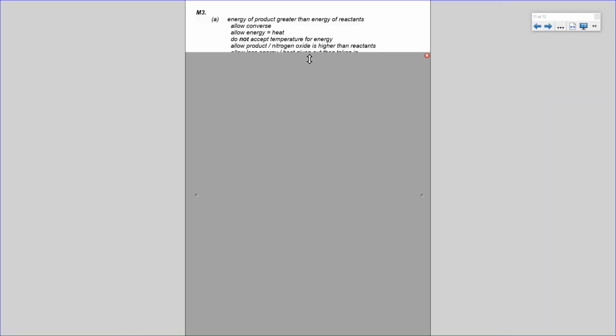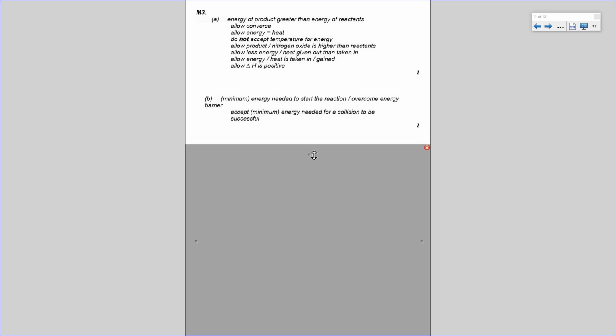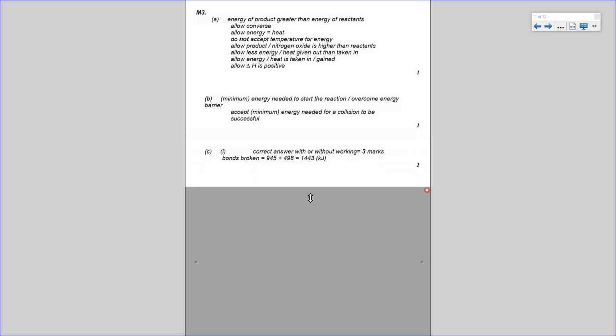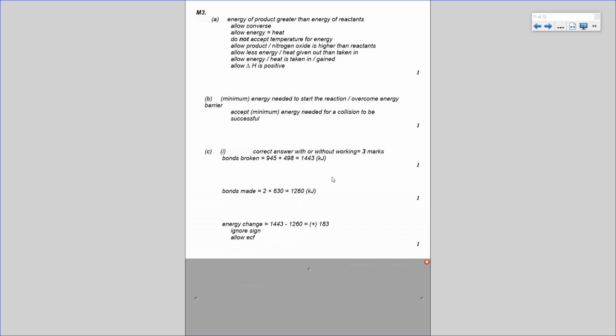Question 3, a lot more. Remember that this delta H means energy, well, enthalpy change, heat energy change. So that's our activation energy. So here we go, again we get a mark for the bonds broken, a mark for the bonds made, and a mark for our answer overall.